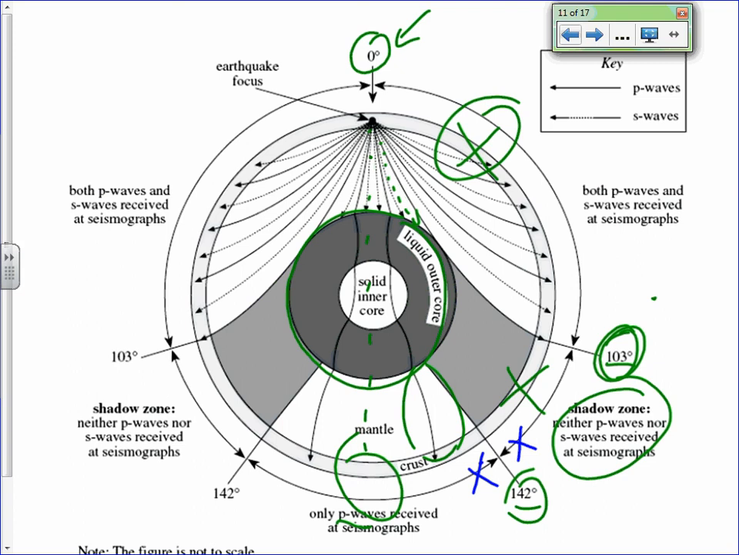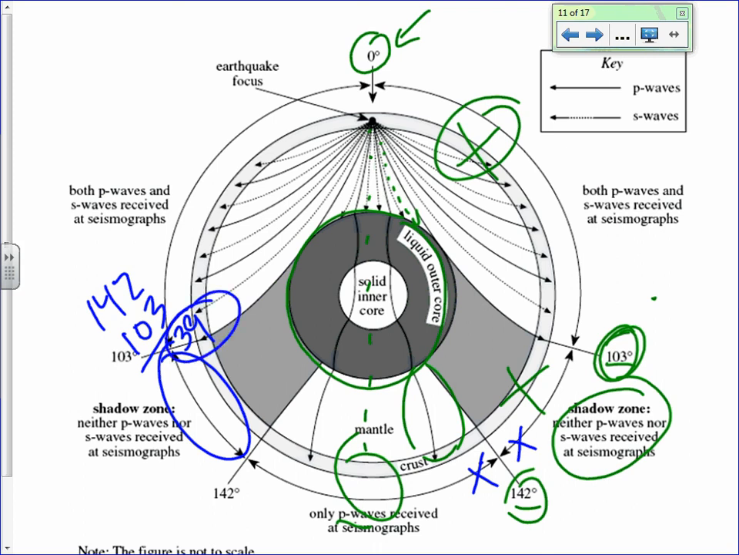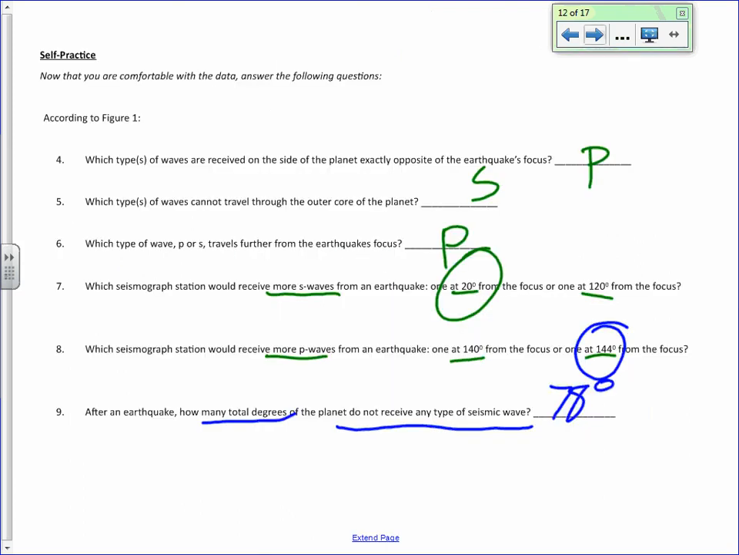Excellent. So if you do the initial subtraction to find out how many degrees one shadow zone is, you would do 142 minus 103, and that will net you 39. What you have to remember is that there's not just one shadow zone. There's 2 shadow zones, which means that this 39 is here, also over here, which means you have to double. You double 39, and the final answer is 78.